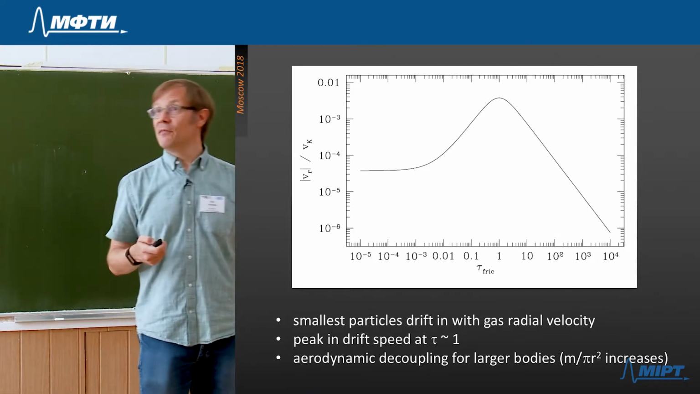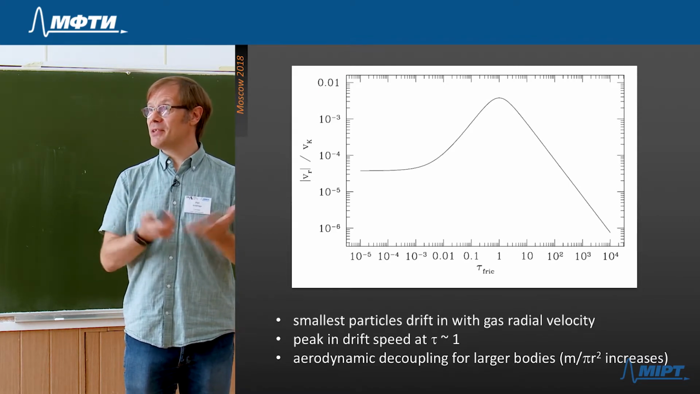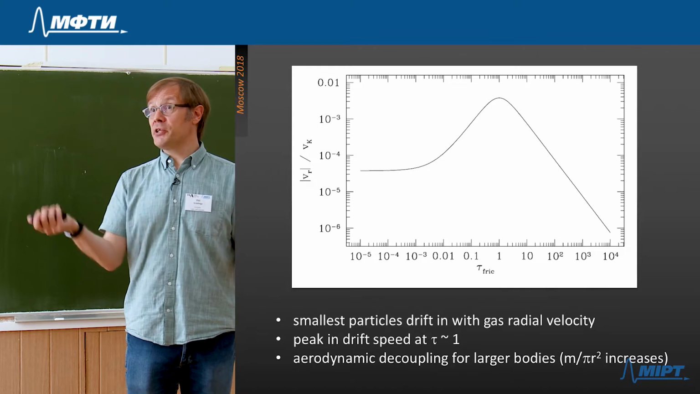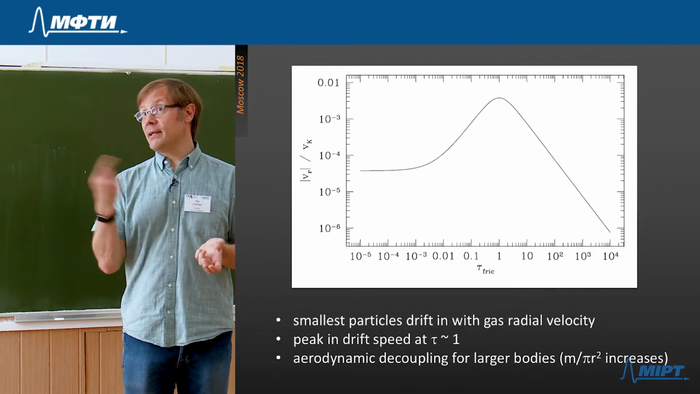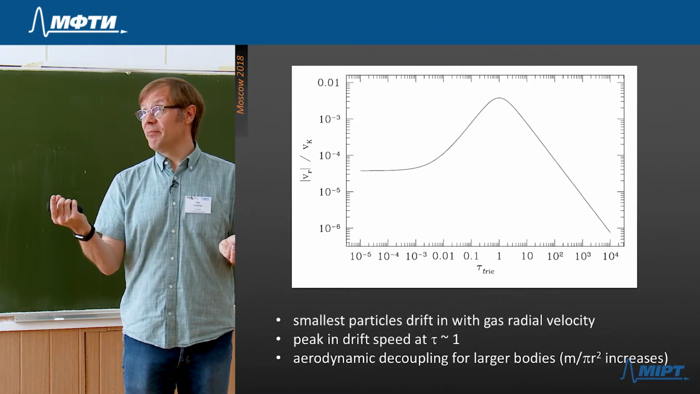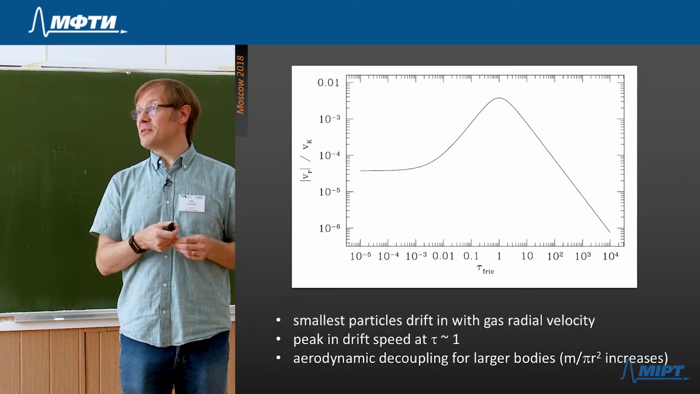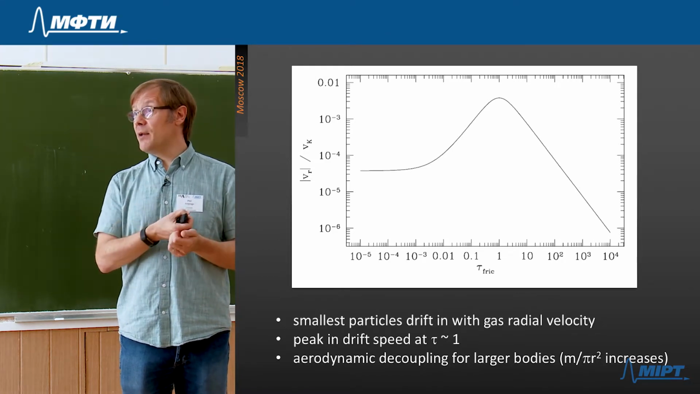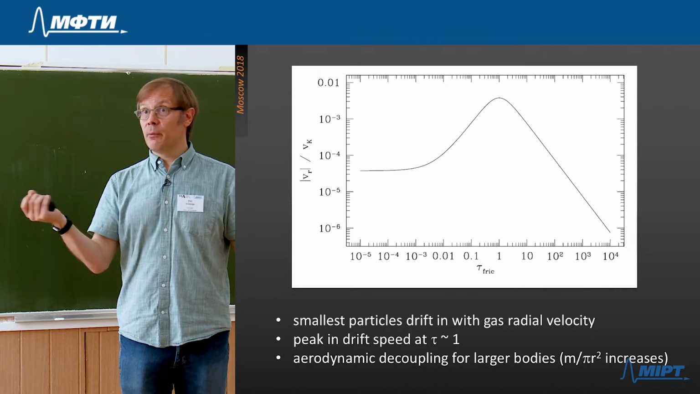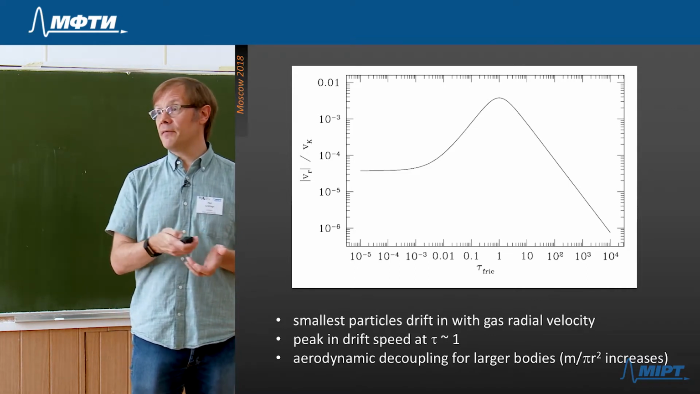10 to the minus 3. You might say it's a negligible number if you just think of it in those terms. However, if we're at 1 AU, the Keplerian orbital time is 1 year. So if we're drifting in on 1,000 times that time scale, we will drift in 1,000 years. So we will lose material onto the star in a very, very short time scale compared to the lifetime of the disk.